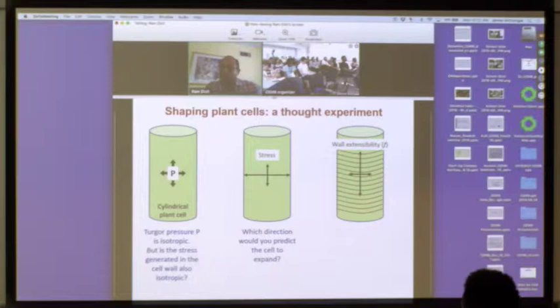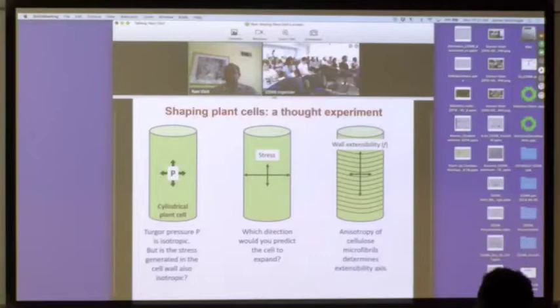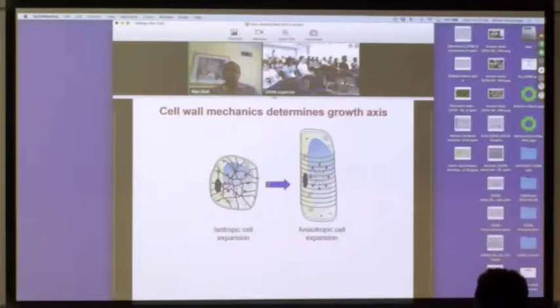So although the stress is higher in the radial direction, the wall is in fact more extensible in the axial direction because it is reinforced in the radial direction. Okay, so the anisotropy or organization or asymmetry, however you want to think about it, of the cellulose microfibril organization is a major determinant of the axis of cell expansion or cell growth. Does that make sense to everybody? Yes. Okay. All right, so that's, again, pretty straightforward concepts.